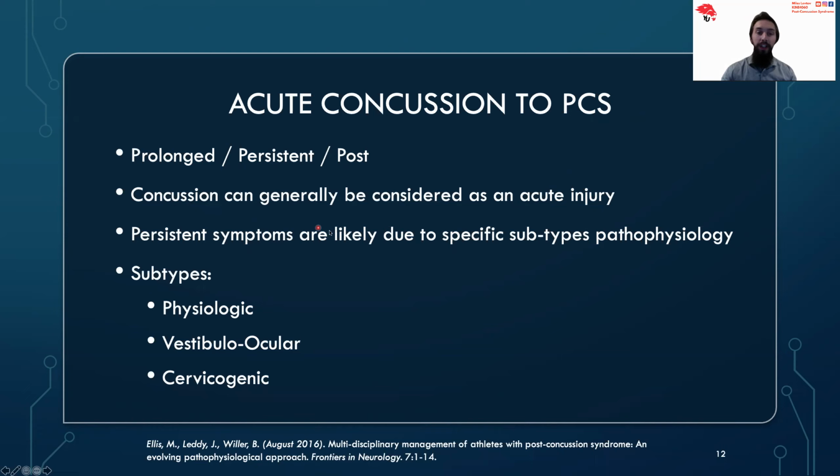So a concussion can generally be considered as an acute injury, because we see some altered cognitive function returns after approximately 2 weeks, and even that ATP to baseline is about a month. So any persistent symptoms beyond that are likely due to some subtype pathophysiology. What do we mean by subtype? Well, there is likely some physiologic dysfunction, vestibular ocular dysfunction, or cervicogenic dysfunction.